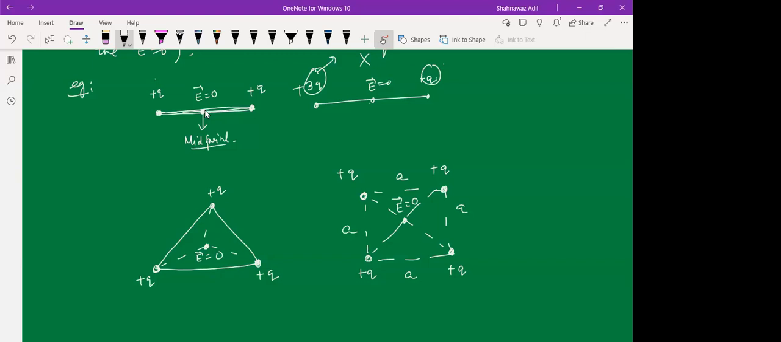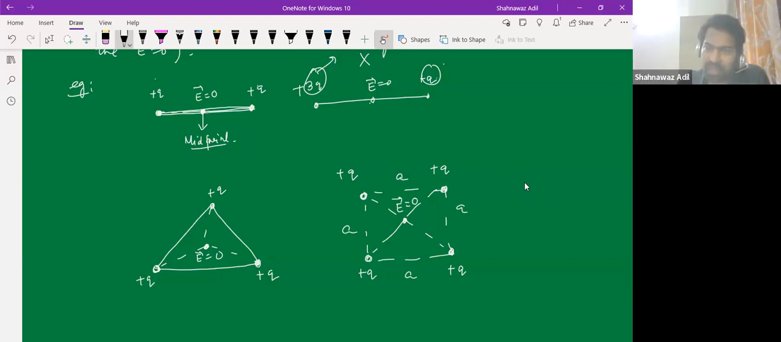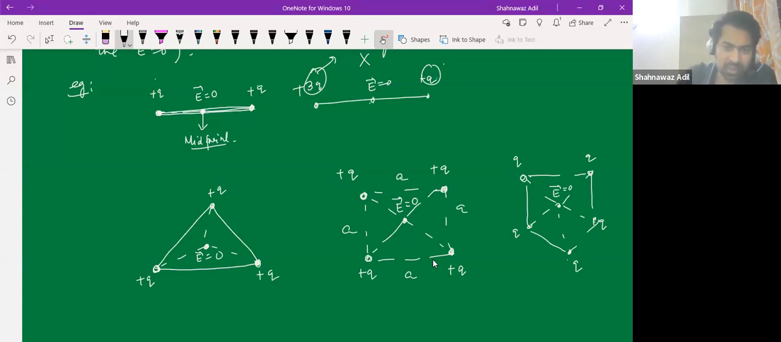Yes, sir. Okay, similarly, you can have a regular pentagon also. If you calculate at this center, that would also be 0. So Q, Q, Q, Q, Q. So electric field at the center is 0. So these are the symmetric properties of the electric field.